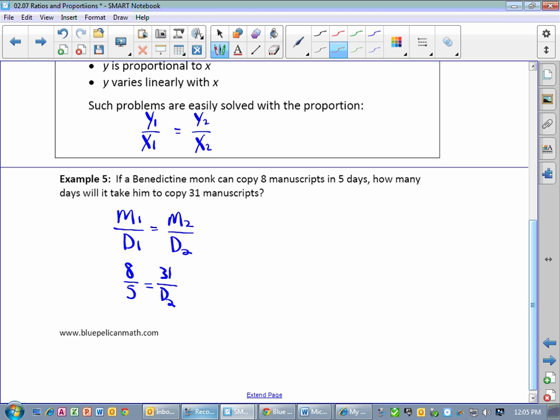Okay. So we can cross multiply. D2 times 8 is 8 D2. Cross multiply, 5 times 31 is 155. And so we divide by 8 on both sides. And so D2, put that in your calculator, 155 divided by 8.